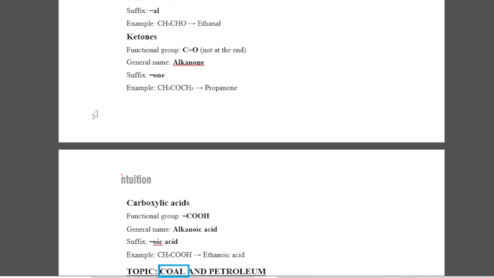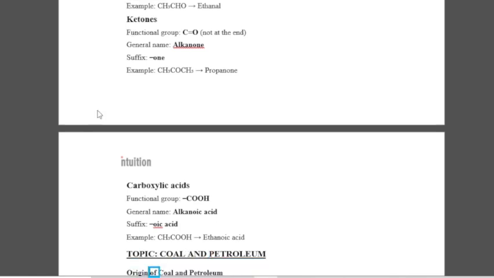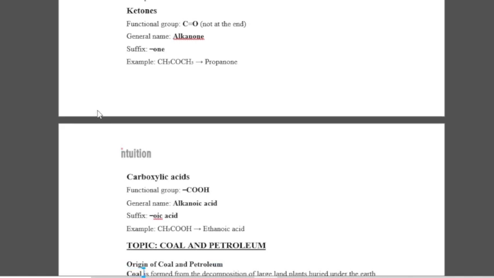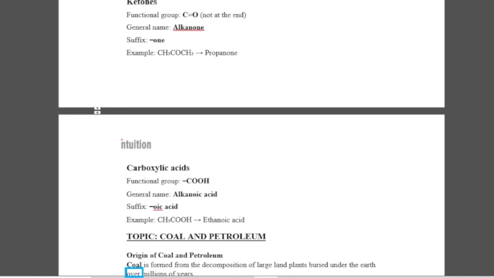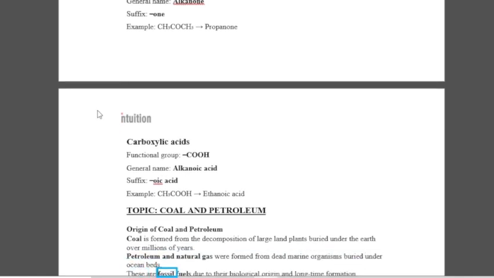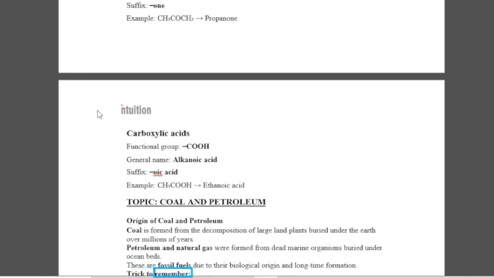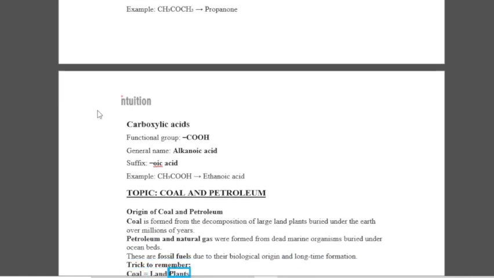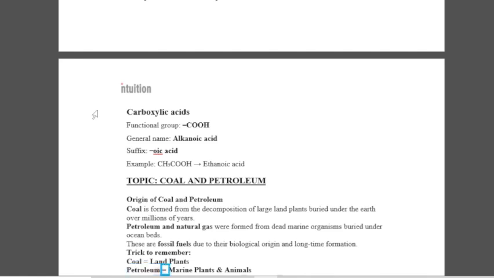Topic: Coal and petroleum. Origin of coal and petroleum. Coal is formed from the decomposition of large land plants buried under the earth over millions of years. Petroleum and natural gas were formed from dead marine organisms buried under ocean beds. These are fossil fuels due to their biological origin and long formation time. Trick to remember: coal equals land plants, petroleum equals marine plants and animals.